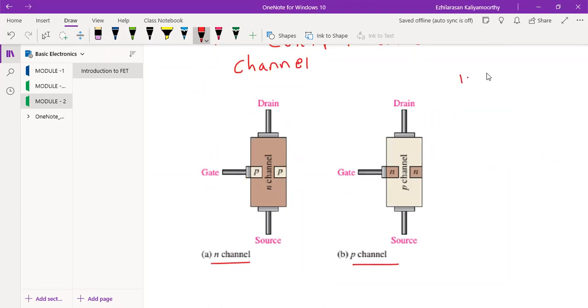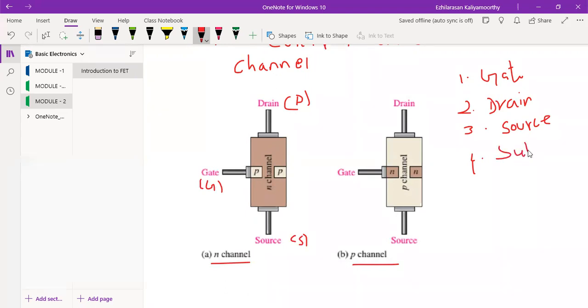So what are those four terminals? The first terminal is gate. For short I will call it G. The second terminal is nothing but drain. For short I'll call it D. The third terminal is nothing but source. For short we'll call it S. Then one more terminal is also there. The name of that terminal is called substrate or bulk.